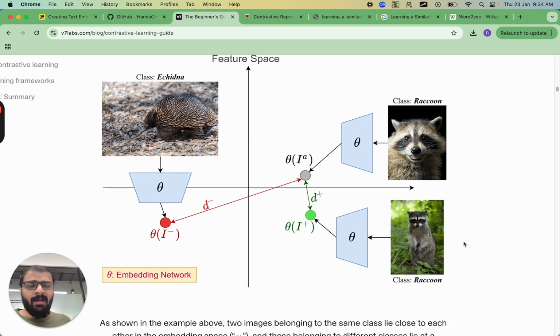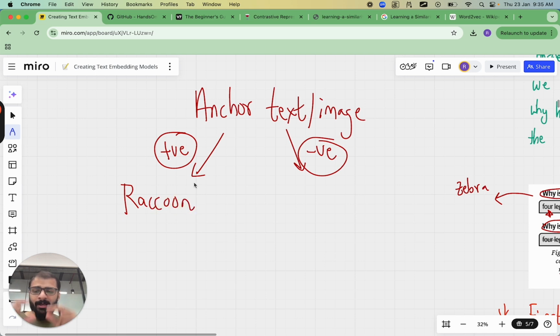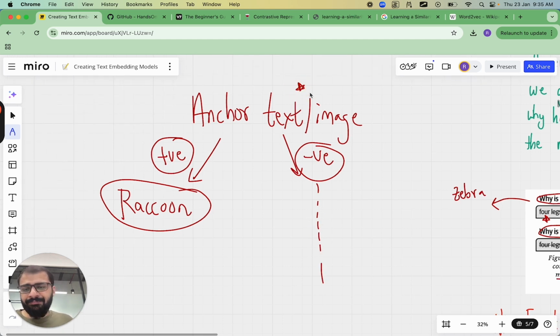So let's say we have the anchor image as that of a raccoon. That's why it's called IA here, which is anchor. The positive examples, which means the examples which are related to this, can be other images of a raccoon, or it can be the same image but augmented, which means rotated, or the brightness changed, or some parts of the image clipped. But essentially, the positive examples will be all other images related to the raccoon, and the negative examples will be all other images of other animals because they are not related to the anchor image.